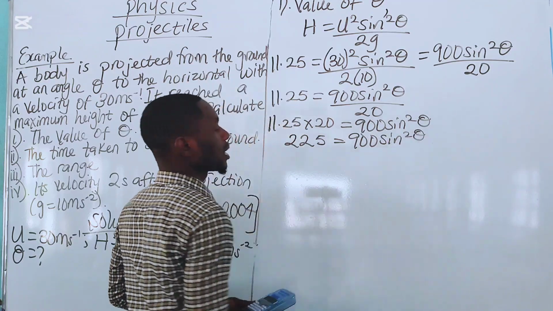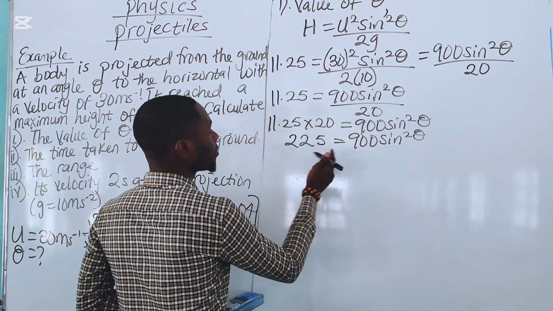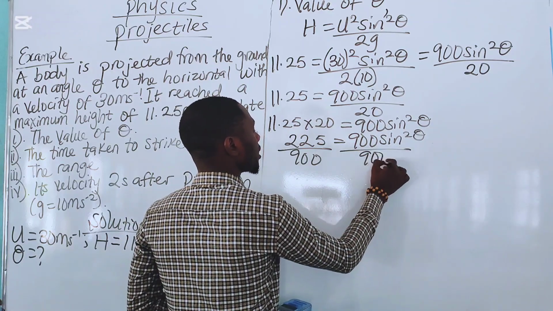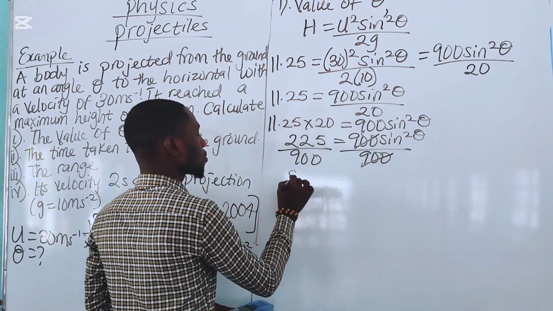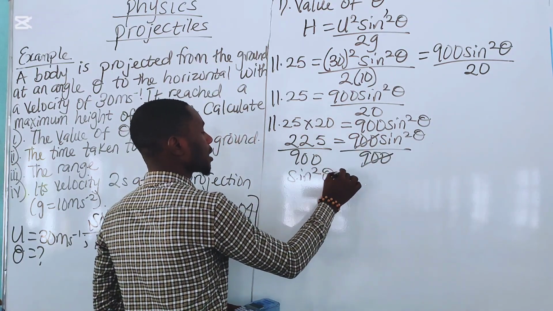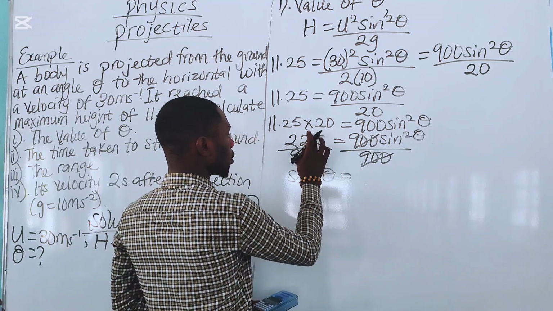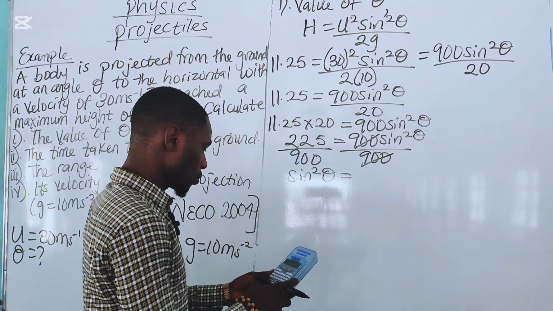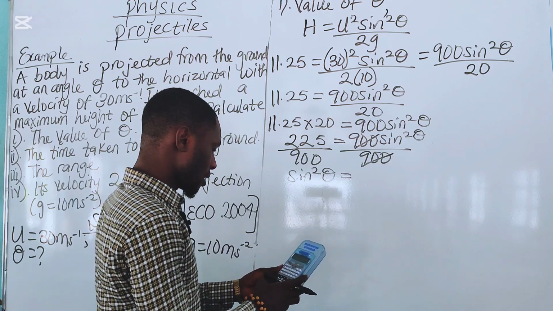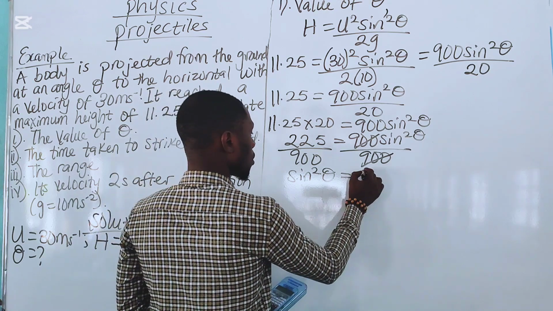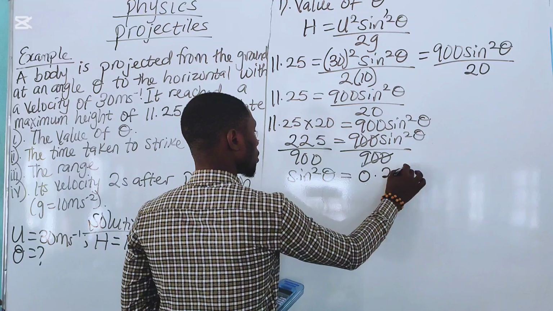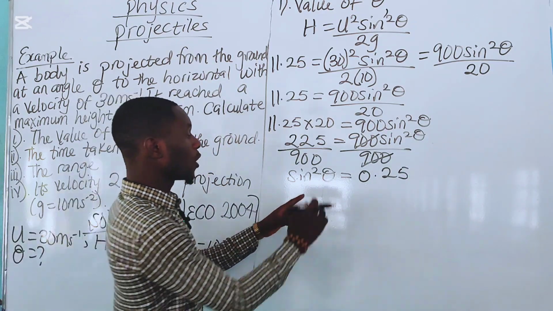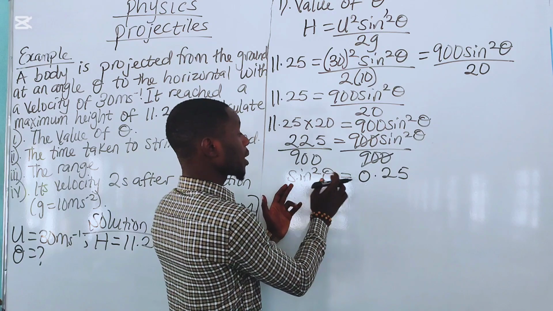So we're looking for theta. What we need to do is to divide both sides by 900. Divide both sides by 900. So this goes with this. So we have sine squared theta should be equal to 225 divided by 900. So 225 divided by 900 is equal to 0.25.